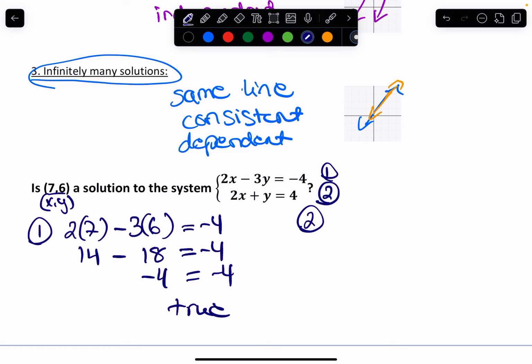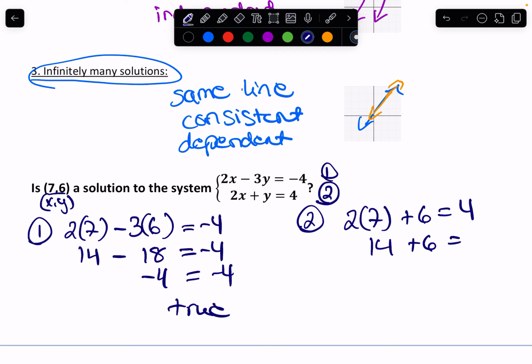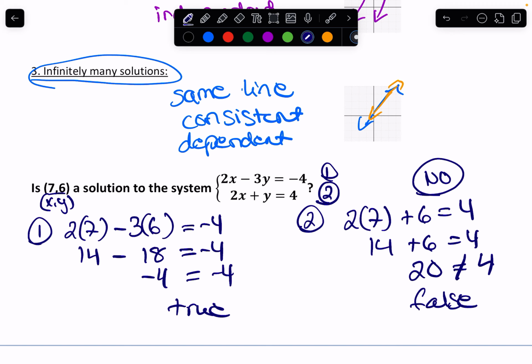So 2 times 7, the same ordered pair, but we're taking the second equation. 2 times 7 plus 6 equals 4. So 14 plus 6, well, 14 plus 6 is 20. That does not equal 4. So this is false. So our answer to the question, is (7, 6) a solution to the system, is going to be no, because this one was false.